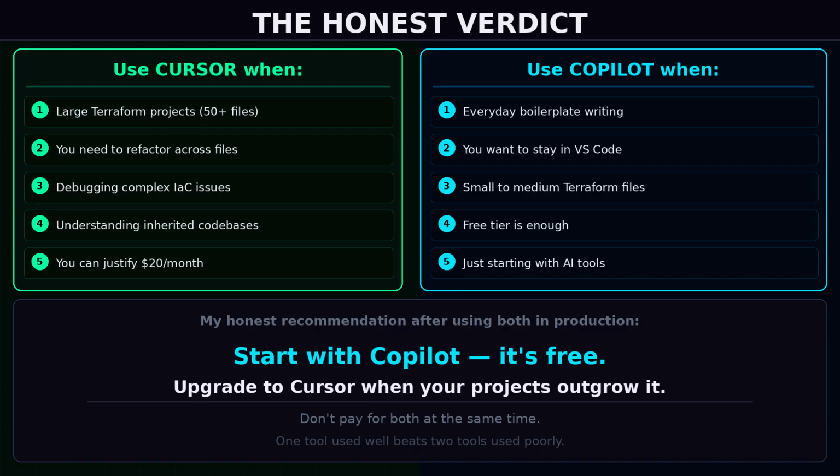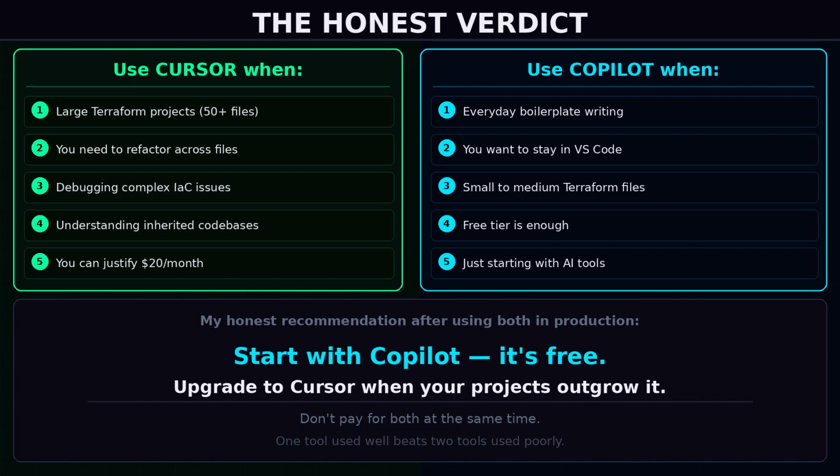All right, so which one? If you're just starting out with AI tools for cloud engineering, start with Copilot. It's free. It works in the editor you already have. And for the first year of using AI in your workflow, it'll cover what you need. Move to Cursor when your projects get bigger. When you're working across large Terraform code bases, when you keep wishing the AI could see more than just the current file. That's when the $20 a month starts making sense.